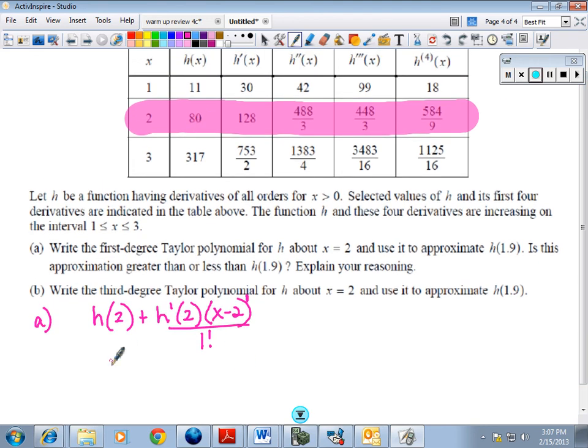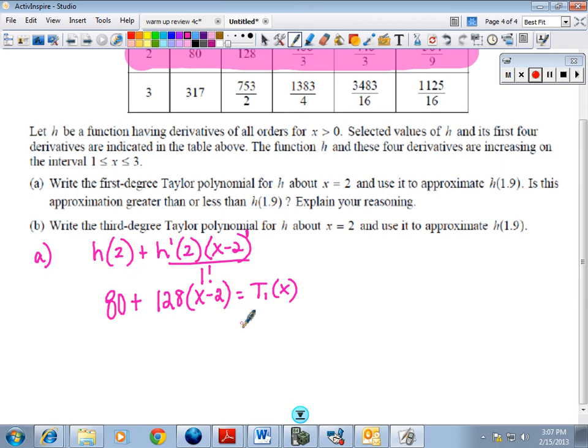So I'm just going to fill these in. h of 2 is 80, plus h prime of 2, 128, times x minus 2. Okay? And that is my first degree Taylor polynomial, so that's T1 of x, or you could say P1 of x, depending on how you wanted to do it. So that's the first piece.